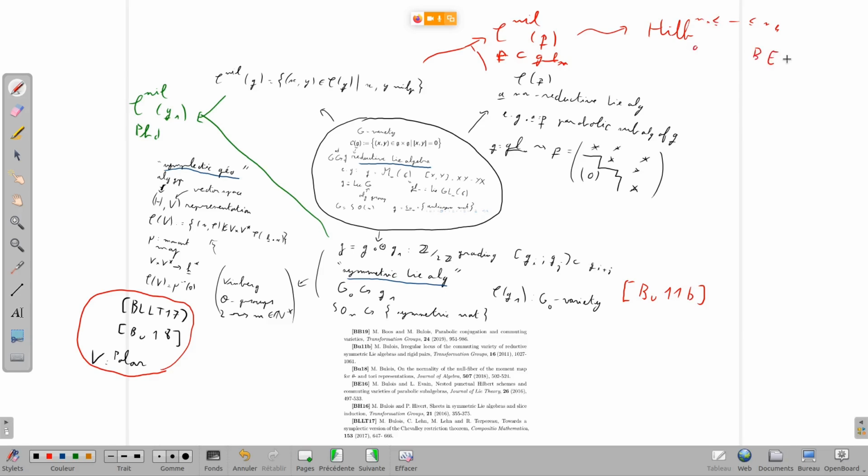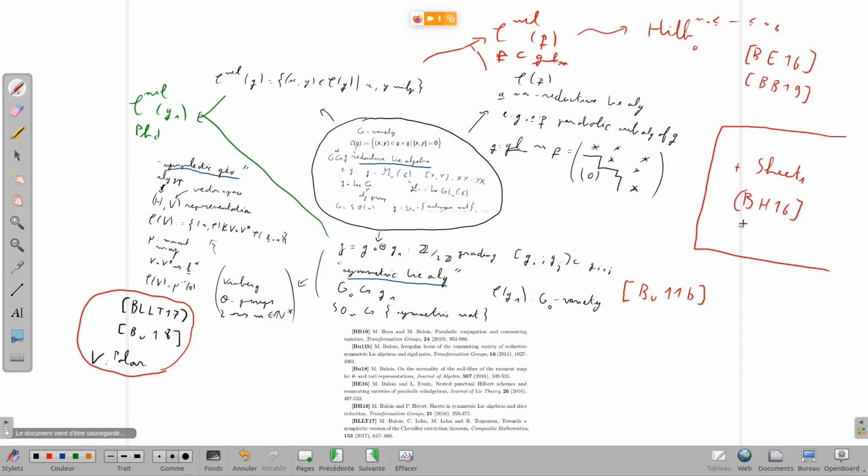So first I wrote a paper with Laurent Evain, and then we pushed the study further with Magdalena Boos. And one thing that does not appear here is the sheets, which are related to the commuting variety in a way I will present soon. And this is the last paper with Pascal Hivert, plus some PhD result.